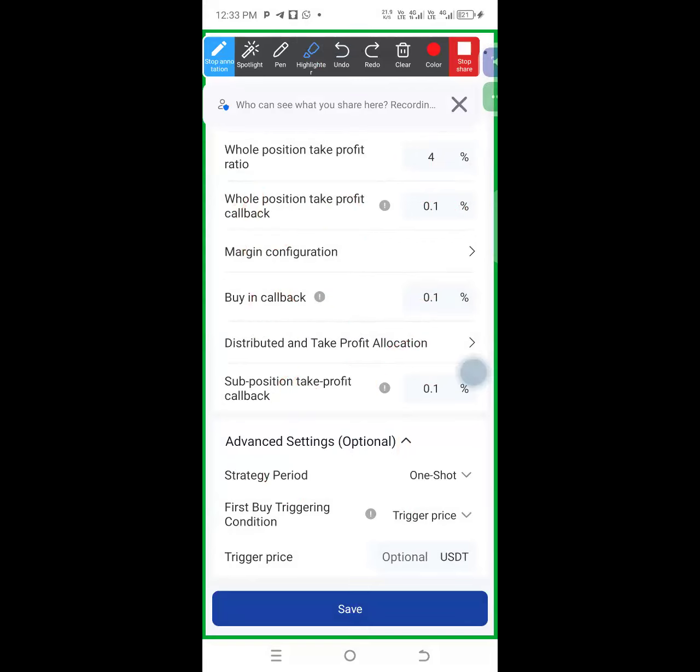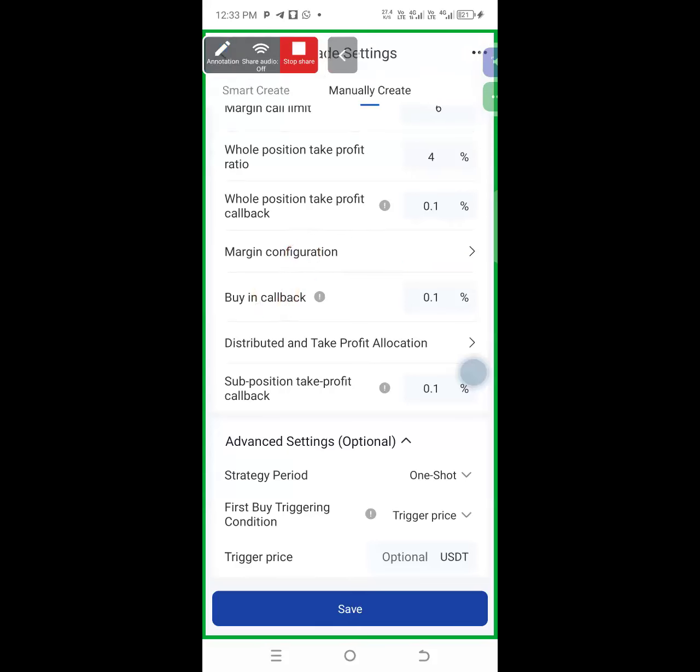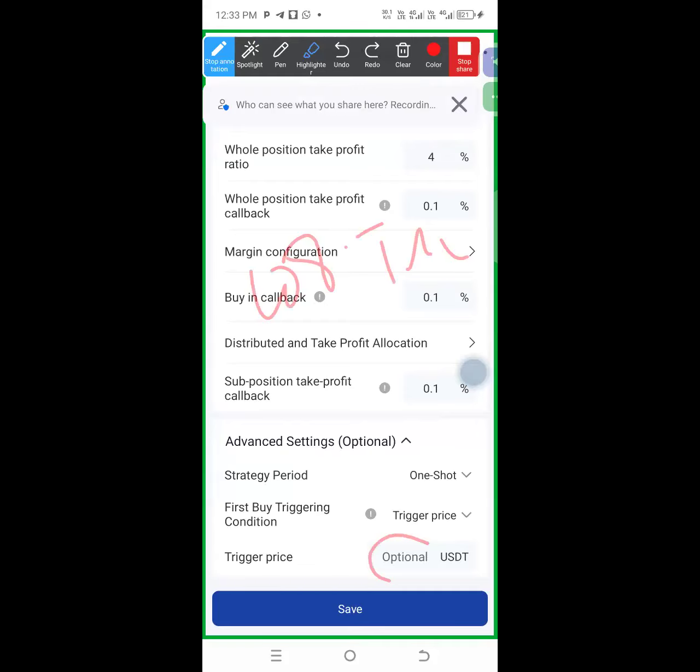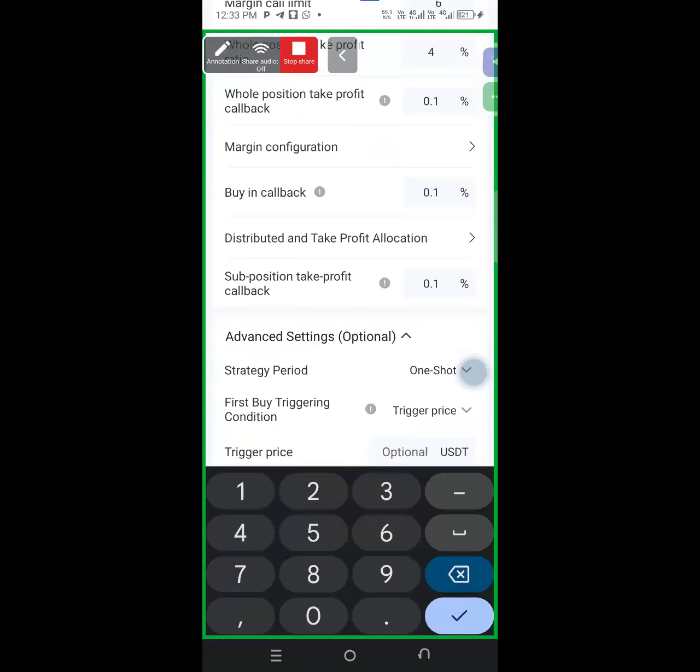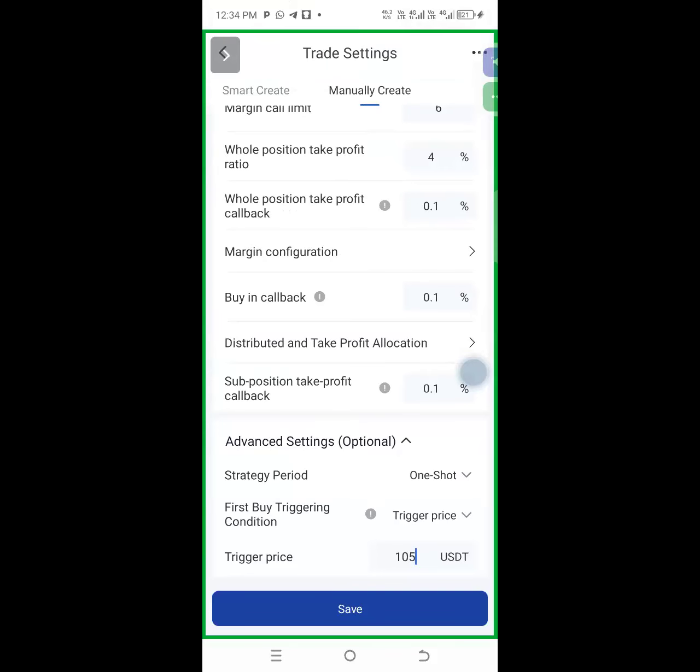So if you want the trade to buy exactly at the current price, which is 108, then use market price. If not, below here we have trigger price, optional. So for instance, maybe you want the trade to be bought at 105 instead of 108. This is the current price, 108, but you want to use 105. Then you come here and enter 105. That is the trigger price at which you want to buy.